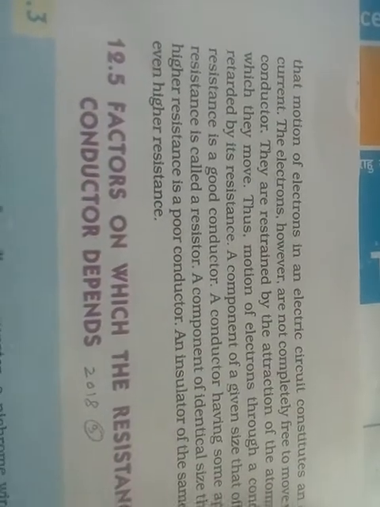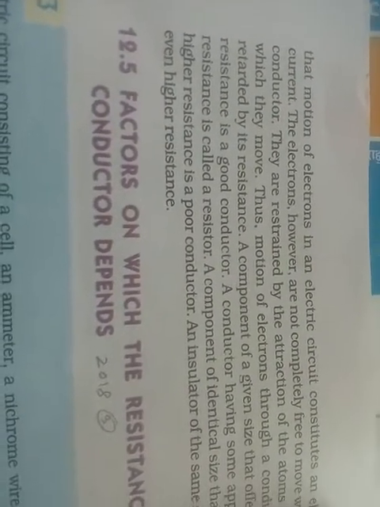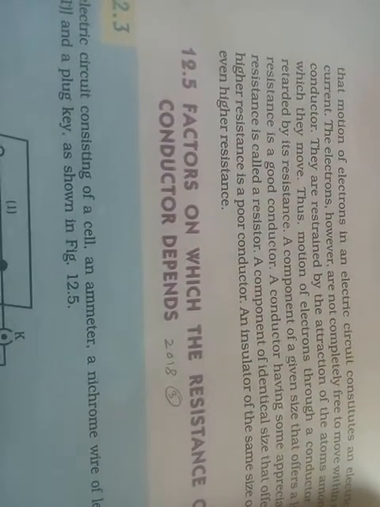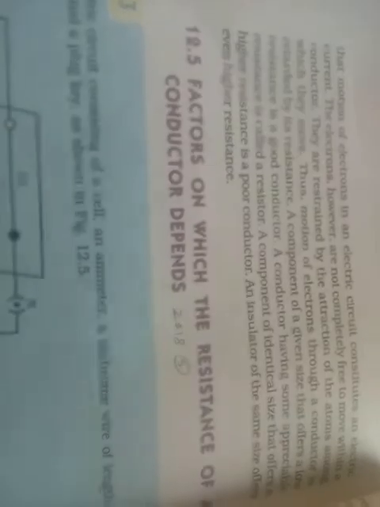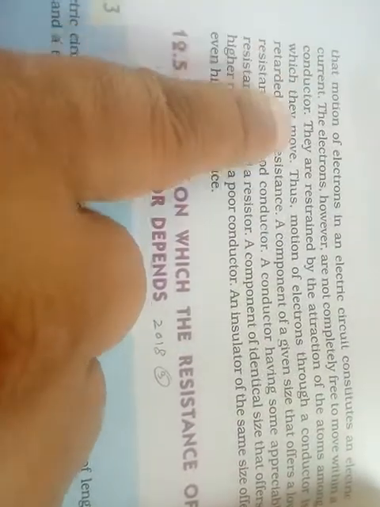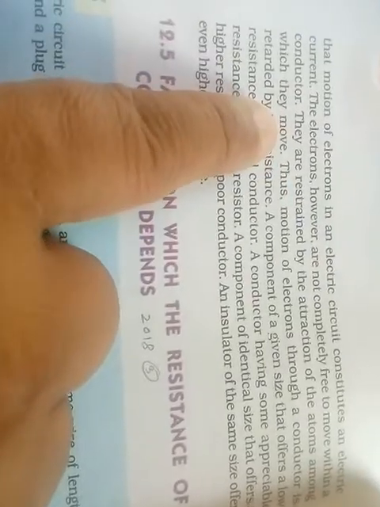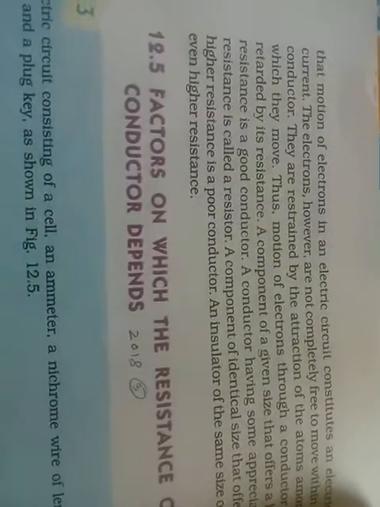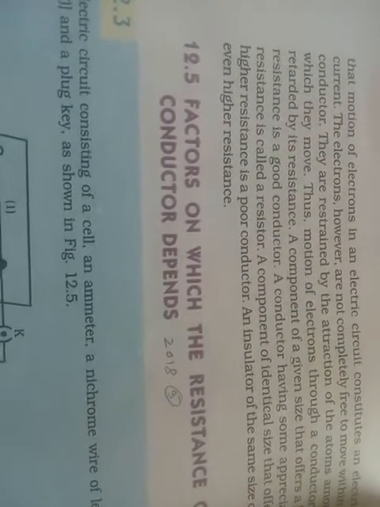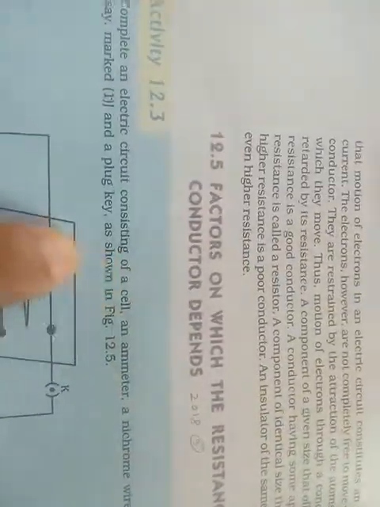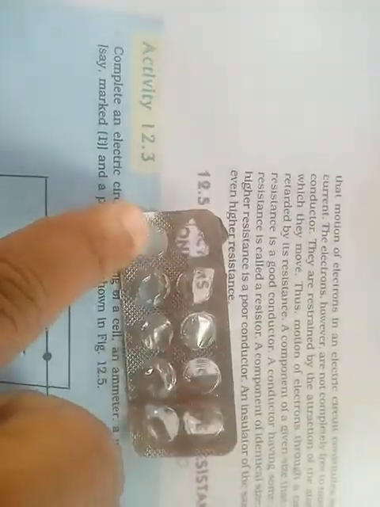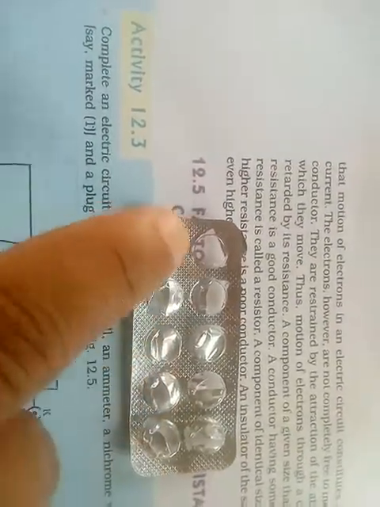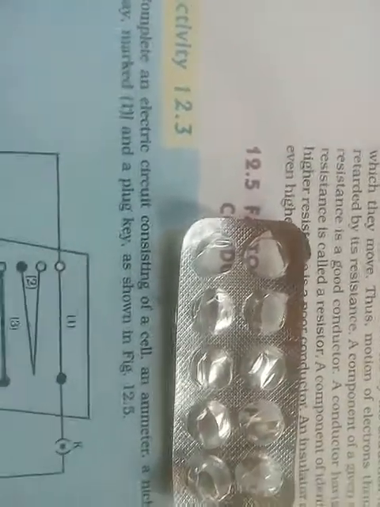The motion of electrons in an electric circuit constitutes electric current, and the electrons, however, are not completely free to move in a conductor. They are restrained by the attraction of atoms within the conductor. Thus the motion of electrons through a conductor is retarded by resistance. As we see, there will be a lot of electrons moving here and there. As you can see, we consider these as atoms. As electrons tend to move here and there, what will happen?